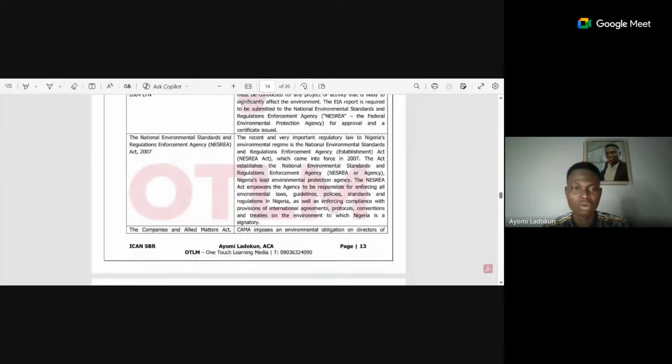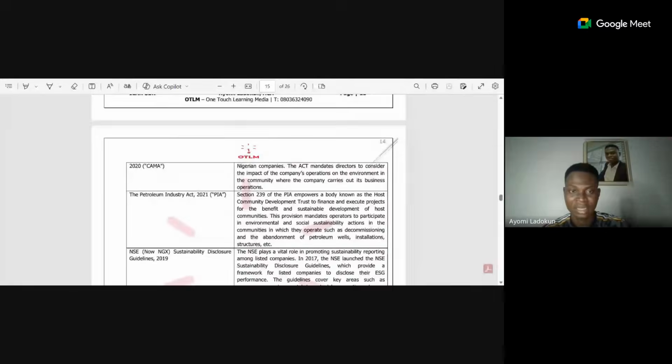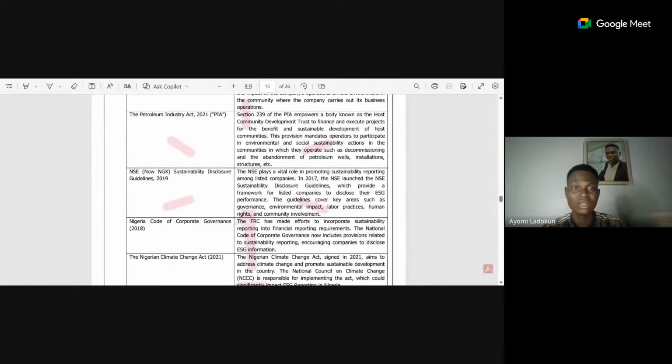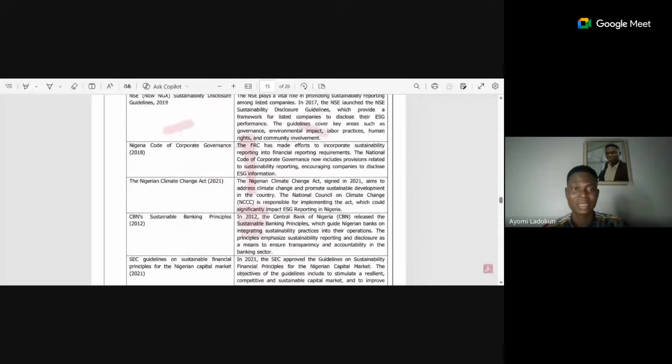2007. Then you also have the Companies and Allied Matters Act. You have the Petroleum Industry Act of 2021. You have the Sustainability Disclosure Guidelines of the Nigerian Stock Exchange 2019. Even the Nigerian Code of Corporate Governance 2018, the Nigerian Climate Change Act, that's what I said earlier, in 2021. You have the CBN Sustainable Banking Principles. In fact, sustainability started earlier in banking.